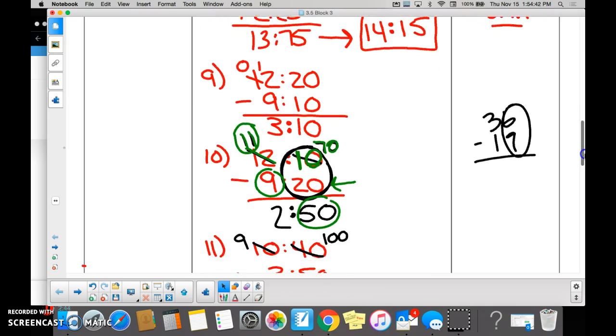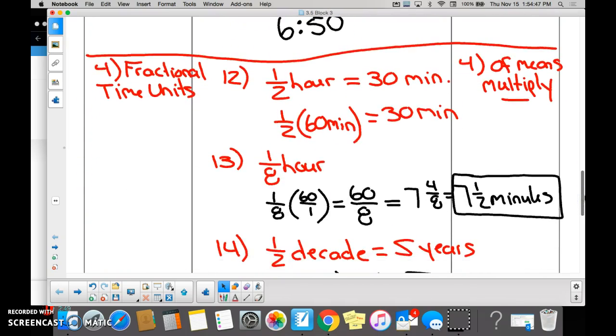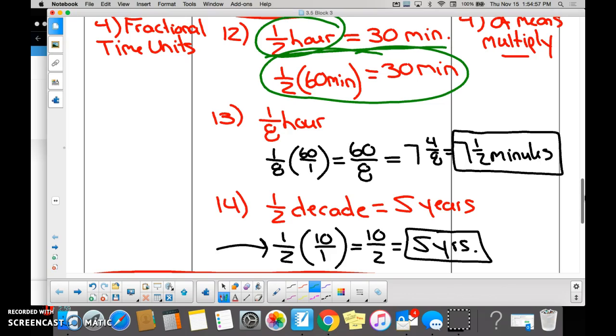Then the last thing we did was fractional time units. All of you, again, were like, this is super simple. 1/2 of an hour is 30 minutes. But then we talked about why that is, mathematically speaking. When we say 1/2 of an hour, what does the word of mean? Multiply. So really what this is saying is 1/2, an hour you converted to 60 minutes. And when you have two numbers separated by nothing but parentheses, it's an automatic multiplication problem, right? So this is 1/2 times 60, which is 30 minutes.